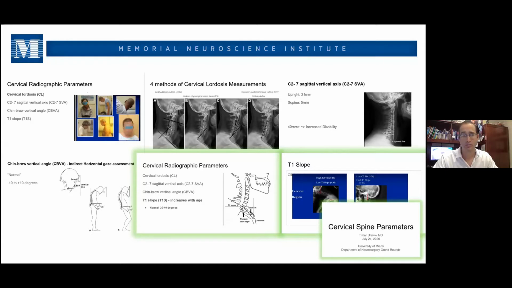The next parameter is cervical sagittal vertical axis, C2 to C7. That's considered a classic measurement of sagittal alignment of the cervical spine. It's measured as the distance from a plumb line just straight down from C2, and then measuring the back of C7 to find out what that number is. Normative values of that metric have been around 0.5 to 2.5.